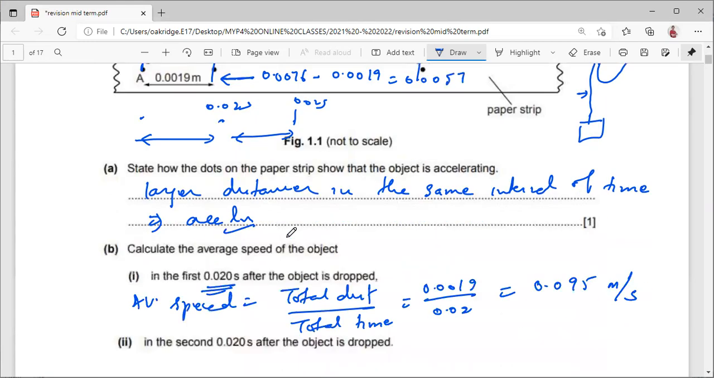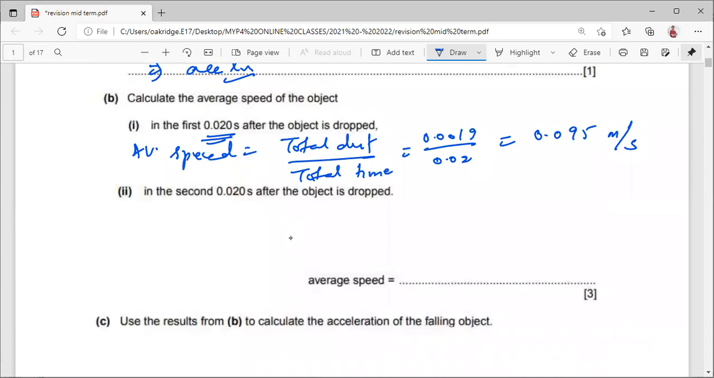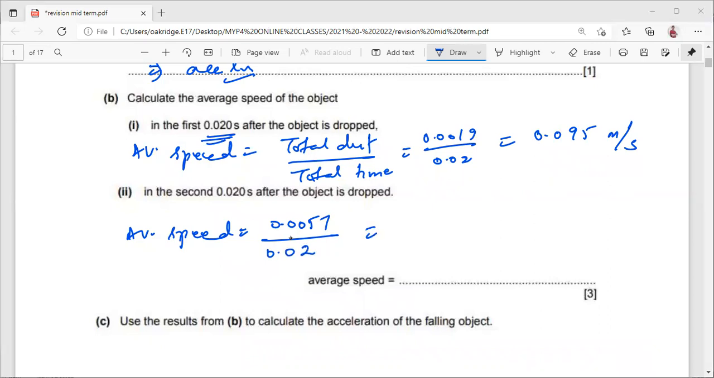So now let us use this value. The average speed in the second 0.02 seconds is 0.0057 divided by 0.02, which should be 0.285.